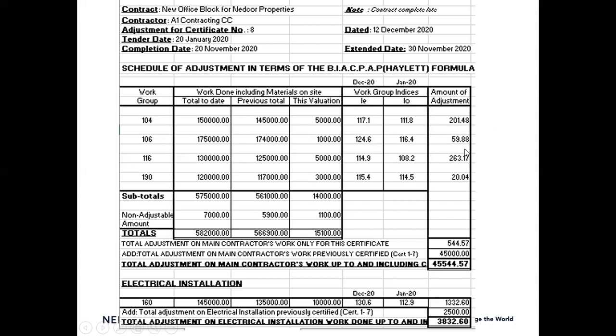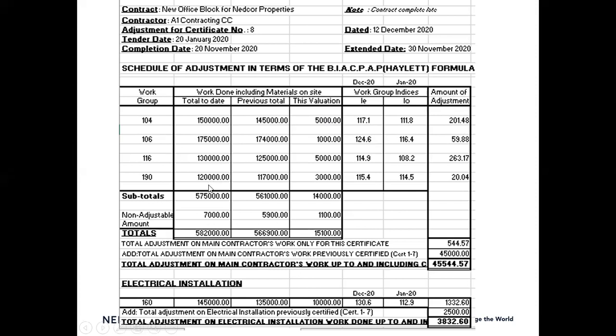And then in the last column, you apply the formula, the 0.85 times V. Now V is the 5,000. 0.85 is your constant, times V, and then IE divided by I0 less 1 gives you 201 rand and 48 cents. So you'll apply the formula for all the trades. In this case, there were only 4.